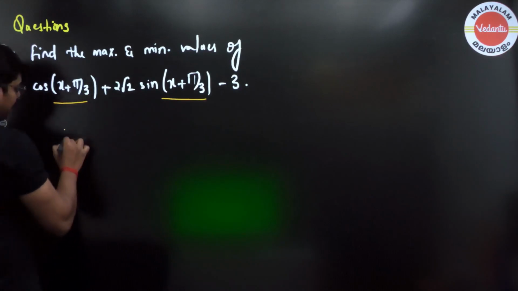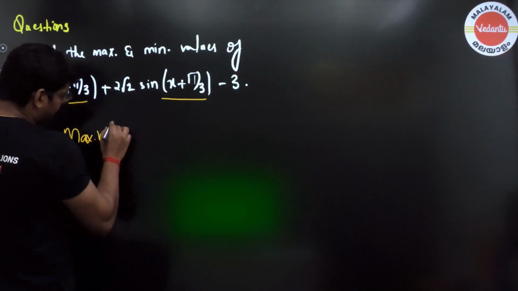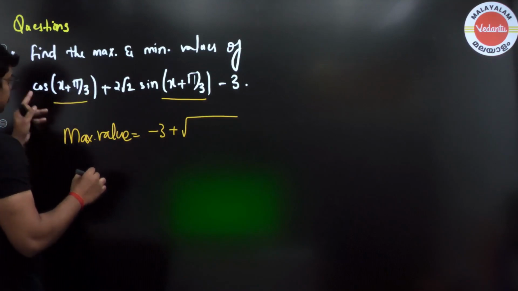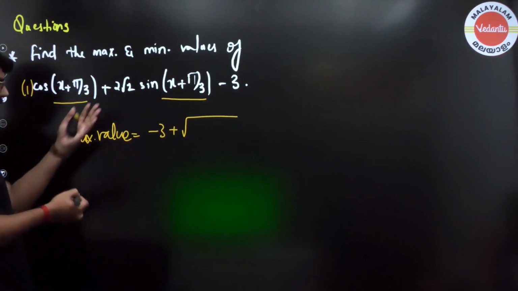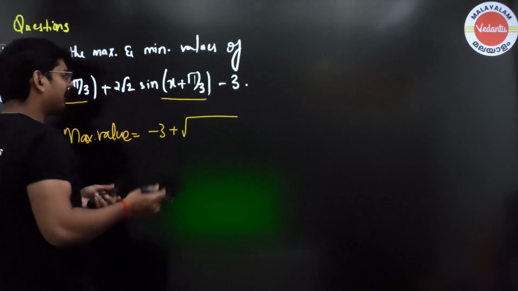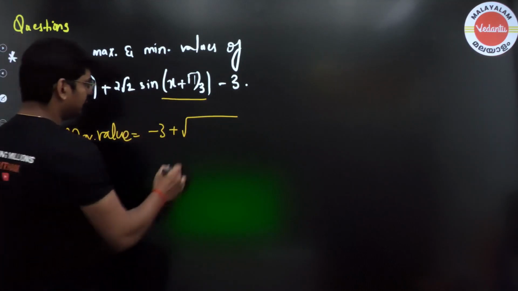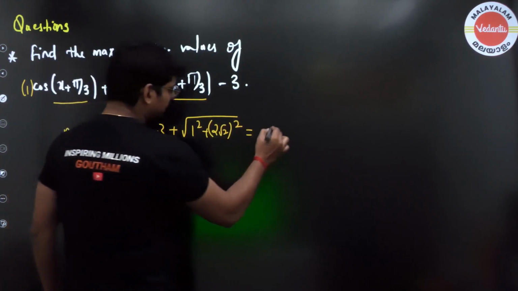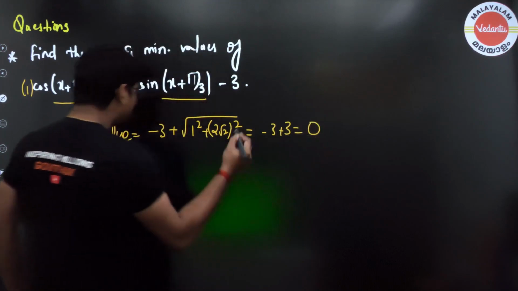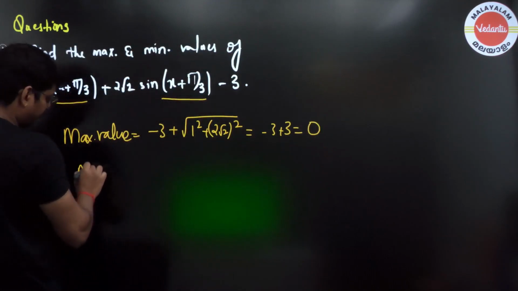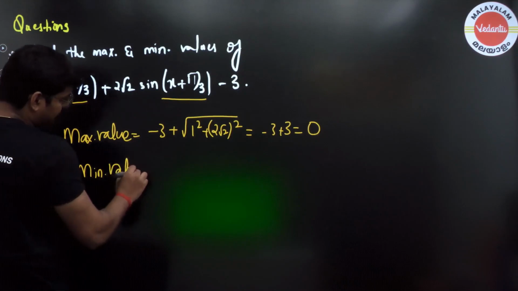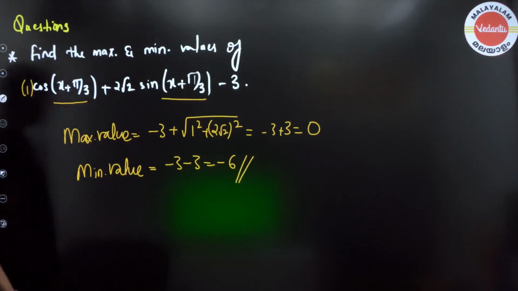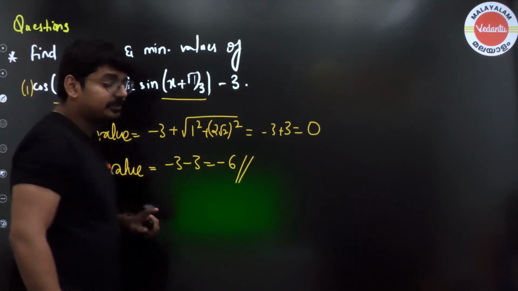So if you want to find the maximum value here, the formula is going to be c plus under root of a square plus b square, where c is minus 3. A, the coefficient of sin, is going to be 2 root 2, and b is the coefficient of cos, which is 1. So 1 square plus 2 root 2 whole square is 8 plus 1, 9. So minus 3 plus 3, that's going to be 0, the maximum value of this expression. And if you want to find out the minimum value, you'll get minus 3 minus 3, and that is minus 6. So I hope this is clear for all the students out there.